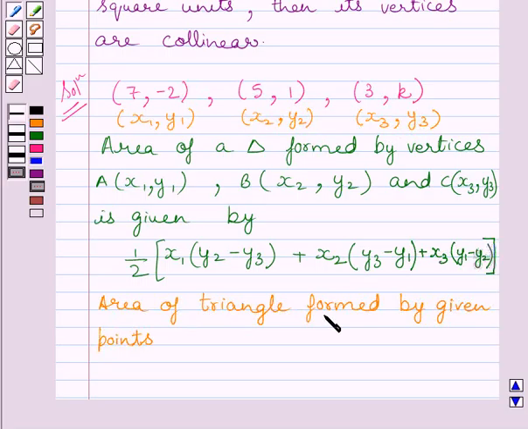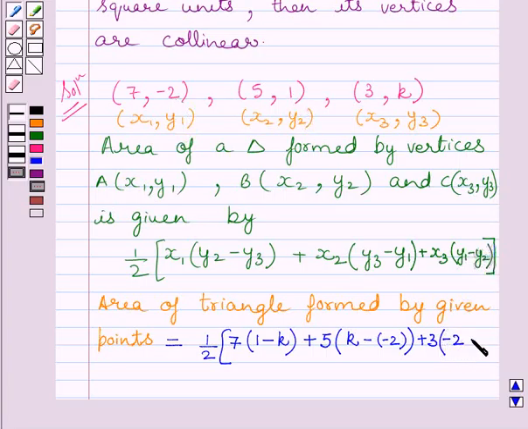Now we can write the area of the triangle formed by the given points is equal to half multiplied by x1, we know x1 is equal to 7, 7 multiplied by (y2 minus y3). Now we know y2 is equal to 1 and y3 is equal to k. So we can write (1 minus k) plus x2, we know x2 is equal to 5. So we can write 5 here multiplied by (y3 minus y1), y3 is equal to k and y1 is equal to minus 2. So we can write (k minus (minus 2)) here plus x3, you know x3 is equal to 3 multiplied by (y1 minus y2), y1 is equal to minus 2 and y2 is equal to 1. So we can write (minus 2 minus 1) here.